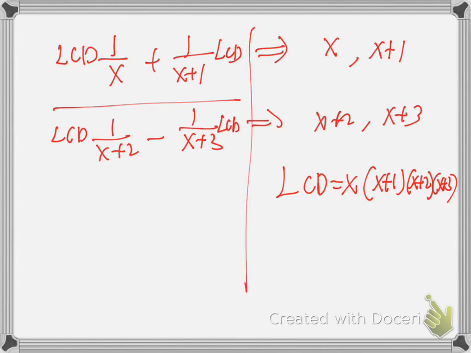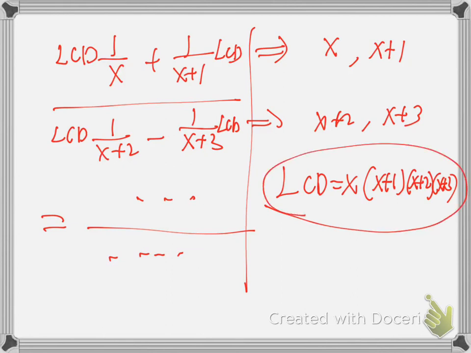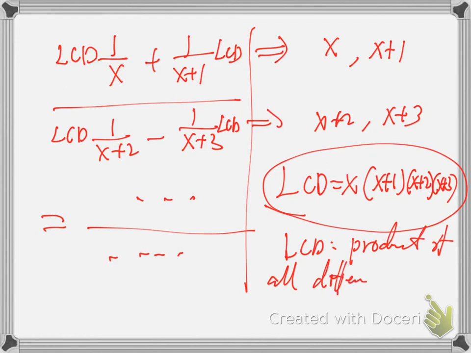Then you have a new numerator and new denominators, a very hard calculation because there will be a degree 3 polynomial. So this is the most important step. What's the LCD? Product of all different linear factors in the denominators.